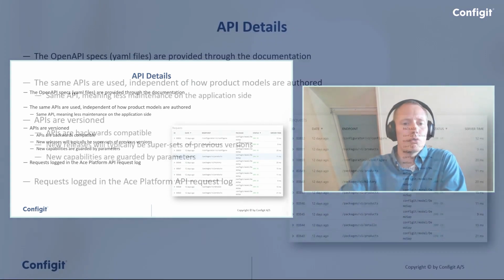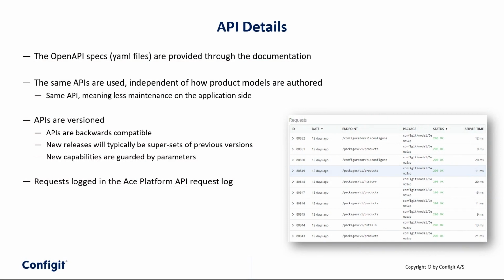Besides that, all the requests that you make against the ACE Configure APIs are logged on the ACE platform in the API request log. So you can go in and see which application has accessed the APIs at what time and what the result of this was. And then you can even see here on the right side what the server time was for this certain request.